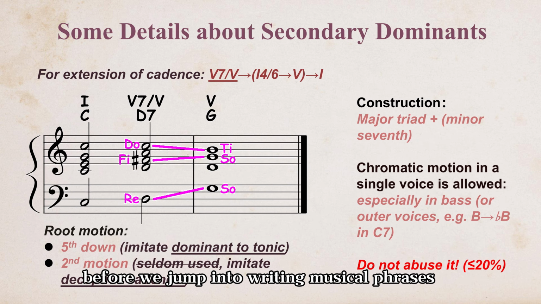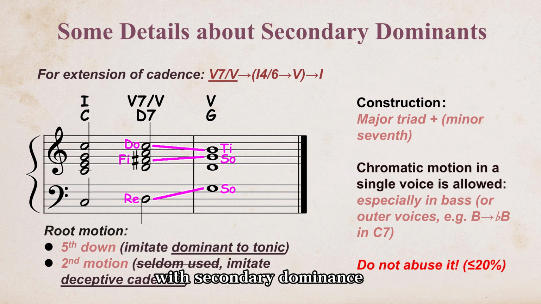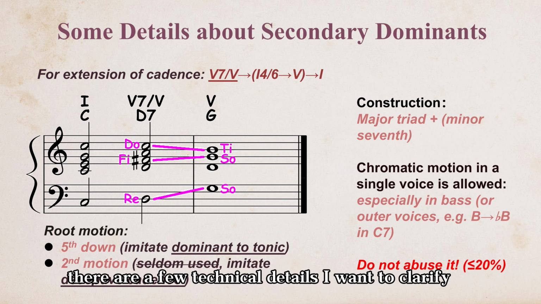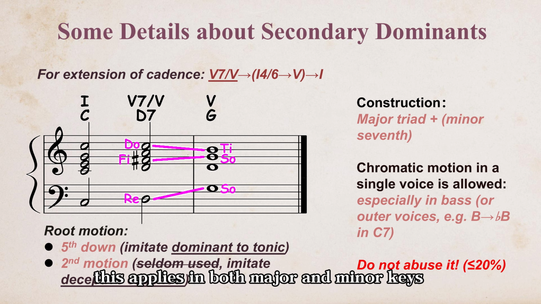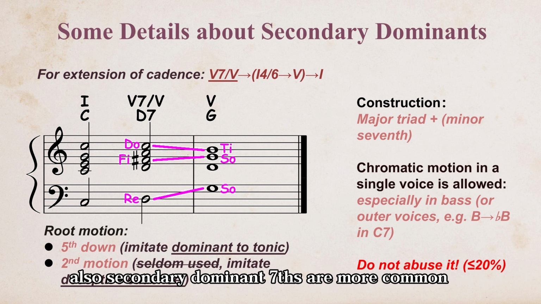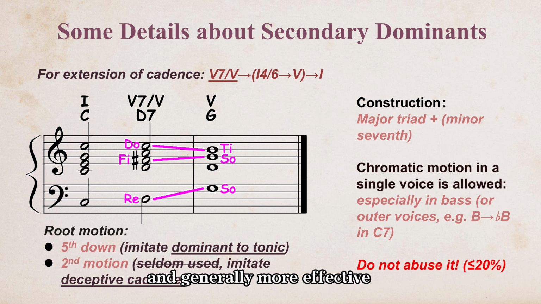Before we jump into writing musical phrases with secondary dominants, there are a few technical details I want to clarify. First, how do we construct them? Start with a chord in the key, say, the second degree chord, and build a major triad on its dominant. That's your secondary dominant triad. If you want a secondary dominant seventh, just add a minor seventh on top, forming a dominant seventh chord. This applies in both major and minor keys. Also, secondary dominant sevenths are more common and generally more effective than their triad-only counterparts.